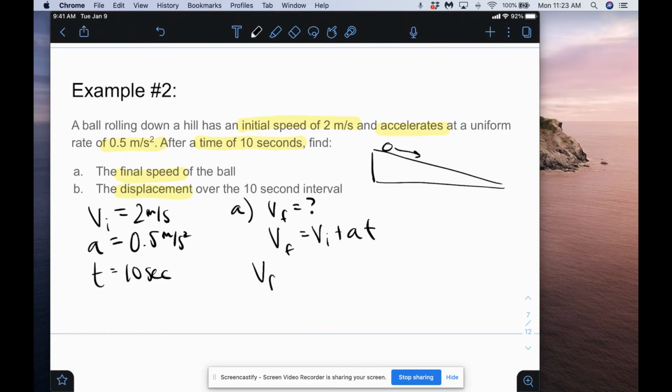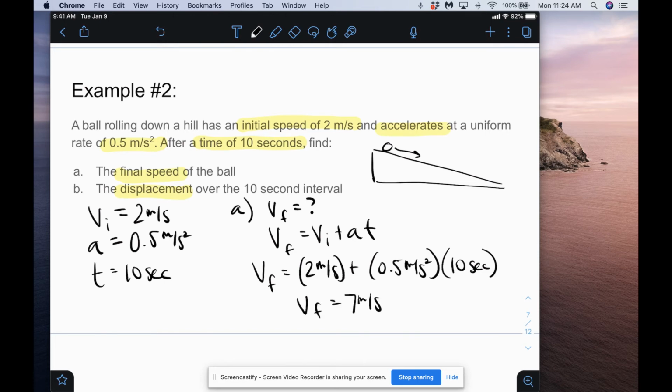So I get final velocity is equal to initial velocity, which in this case is 2 meters per second, plus acceleration, which is 0.5 meters per second squared, times time, which is 10 seconds. And then if we plug that into our calculator, I know 0.5 times 10 is just 5. And then adding that to 2, I get 7 meters per second. That will be our final velocity after 10 seconds.